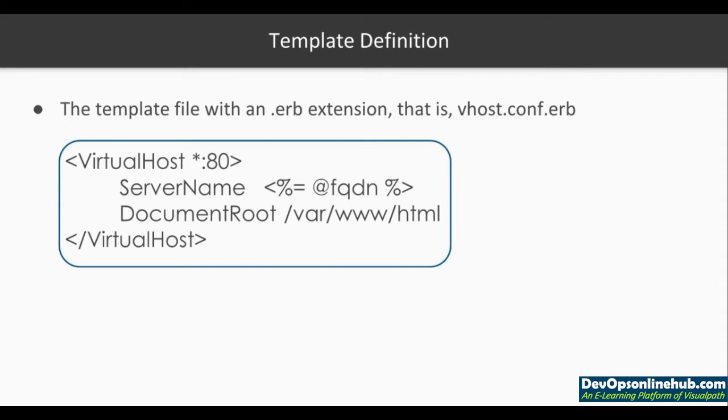The template is always configured with a .erb extension. The value of the ServerName directive in the template is a fact, which is the FQDN fact here. When this template is applied on different servers, the ServerName directive will have a value equal to the fully qualified domain name of the agent node.